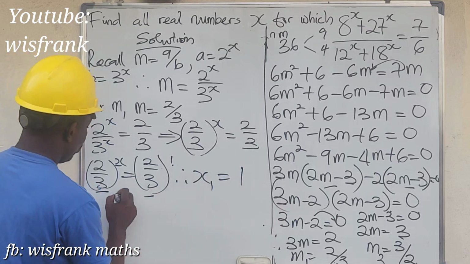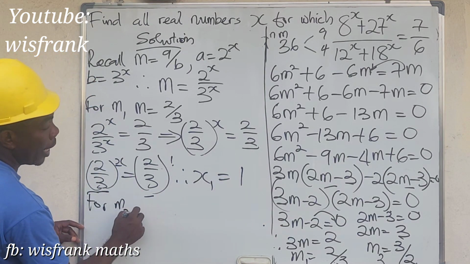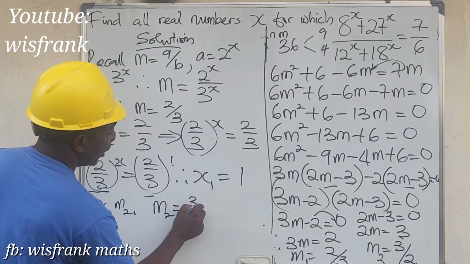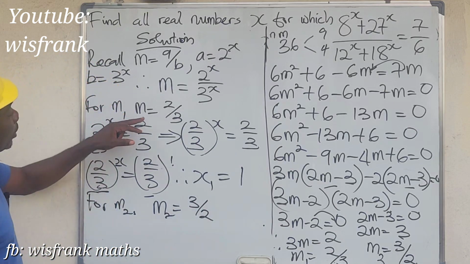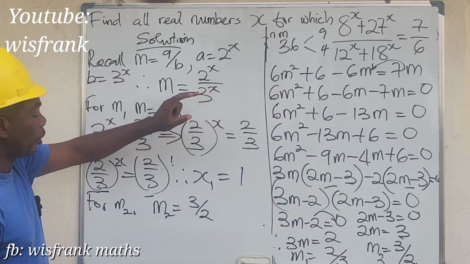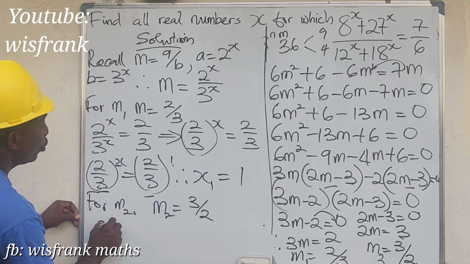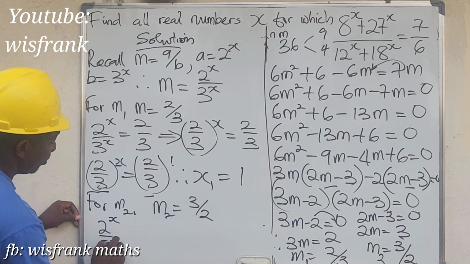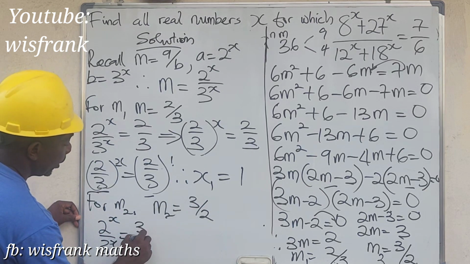So for m2, we have m2 equals to 3 all over 2. So as we said, that we have m here equals to 2 to the power of x all over 3 to the power of x. So this will become 2 to the power of x all over 3 to the power of x equals to 3 all over 2.